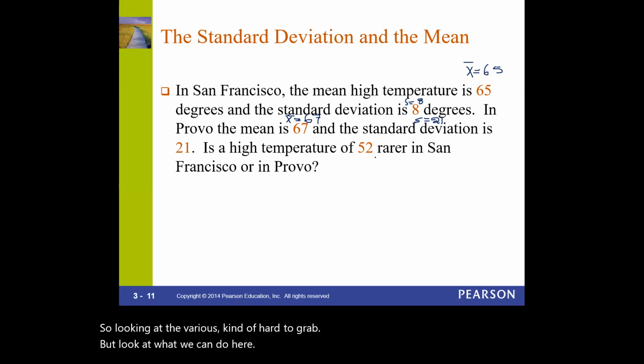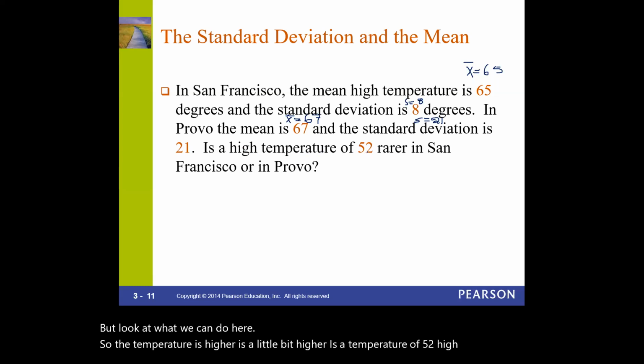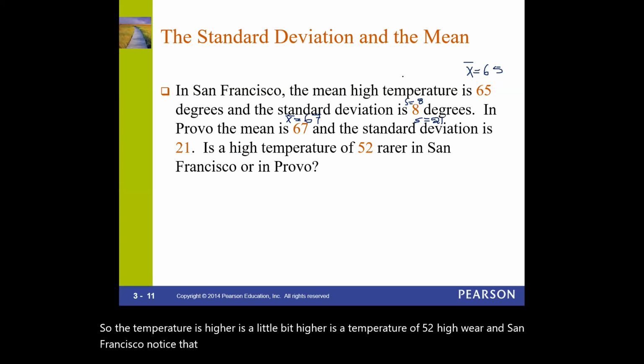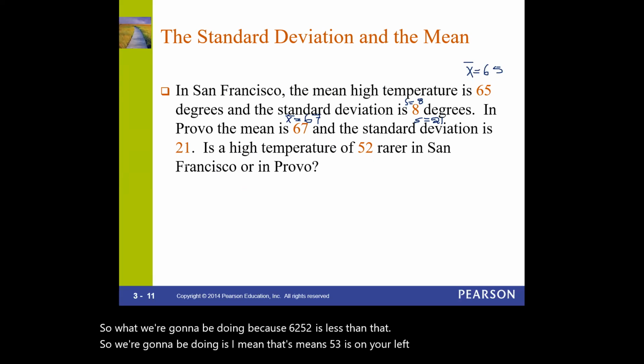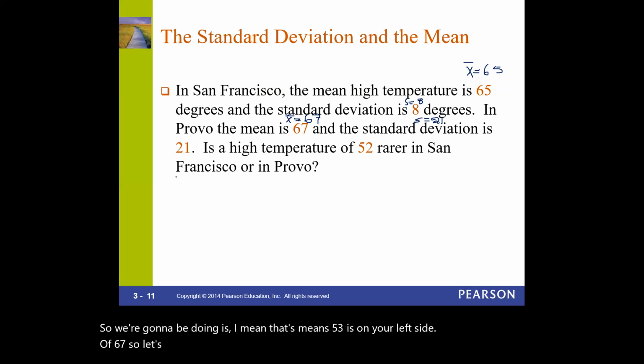So the temperature is higher. It's a high temperature of 52 in San Francisco. Notice that 52 itself is a number less than 65 and 67. Because 52 is less than that, it means 52 is on the left side of 67. So let's do it for San Francisco.